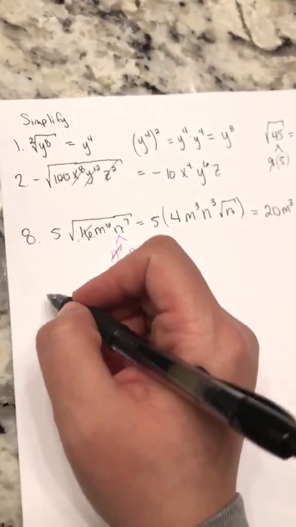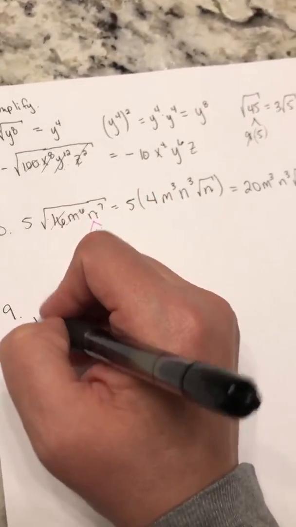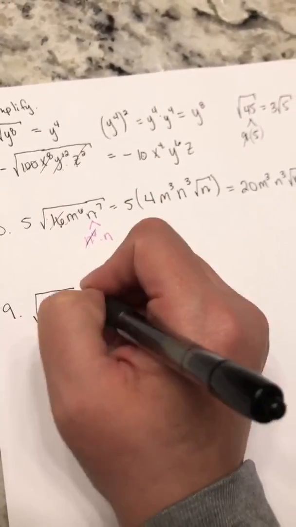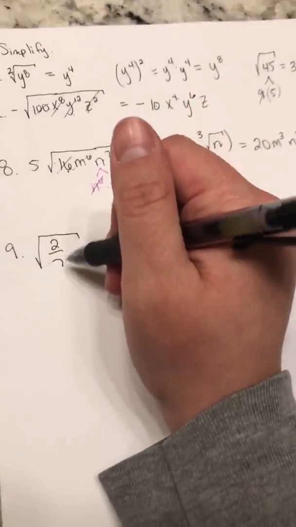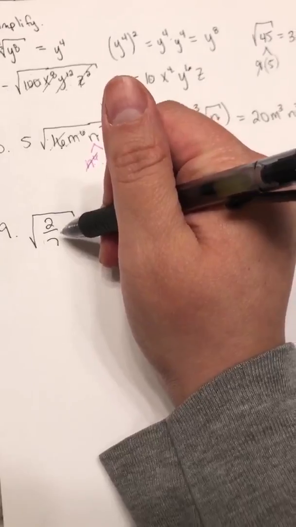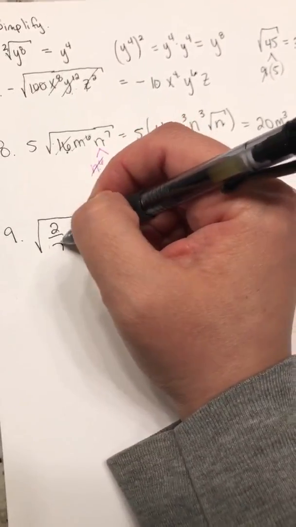Okay. Now, if you have a fraction, you want to be able to rationalize denominators. To show you how to do this, you want to clear out the denominator. You do not want to have a radical in the denominator. So right now it's written as the square root of 2 divided by 7.